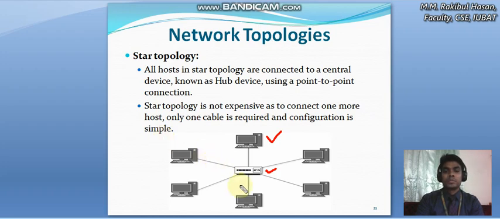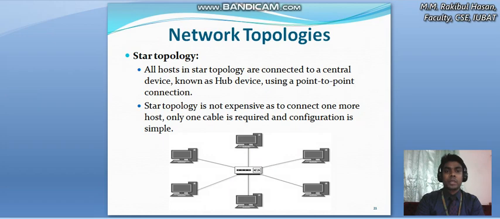The main advantage of this star topology is that it is very simple. Suppose, for example, this computer is not working properly; still, the other computers and devices can work properly. But if you have any problem with this hub or switch, then the whole network will be down. This is the main disadvantage of the star topology.